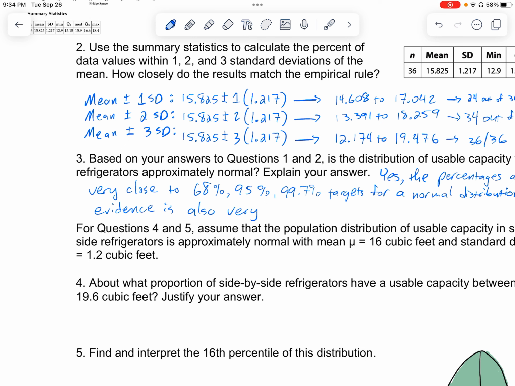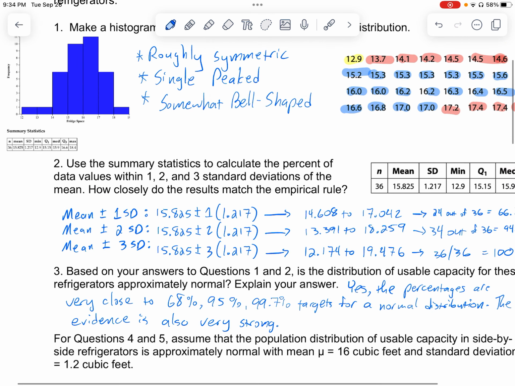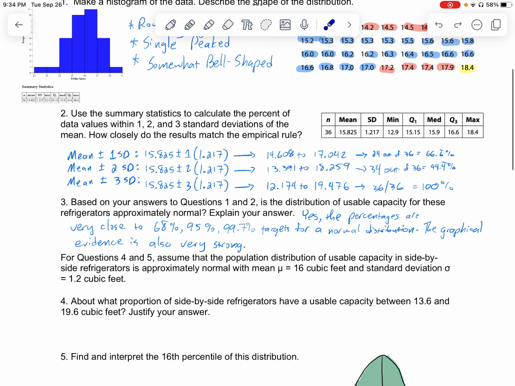Because the shape was single peaked, like we talked about up here, single peaked, symmetric, and bell-shaped. Okay. All right, 4 and 5.